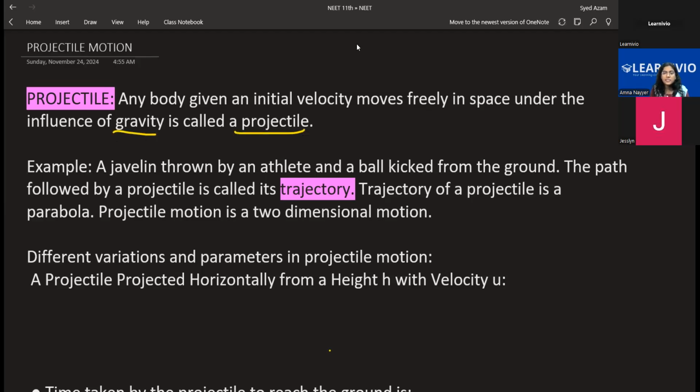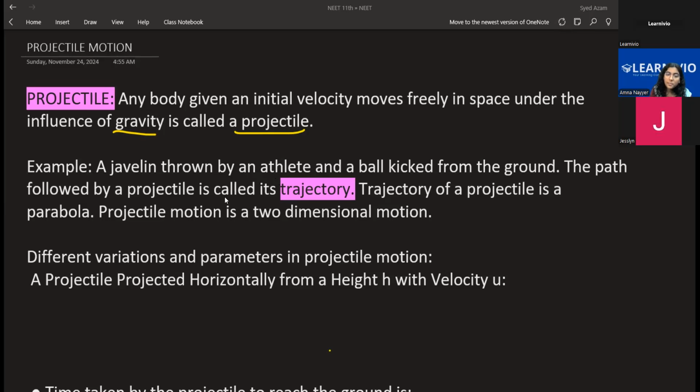Then this is an example which is given, a javelin throw that is there in Olympics. A javelin thrown by an athlete has this projectile motion, and so does a ball kicked from the ground. We don't say every curved motion is called a projectile. There are conditions that have to be satisfied.